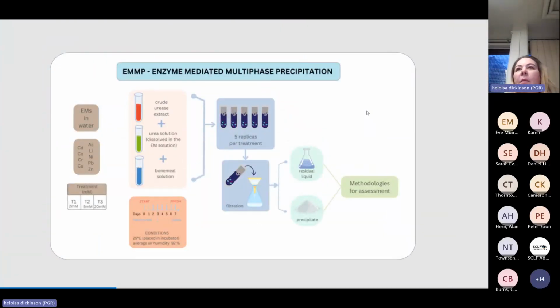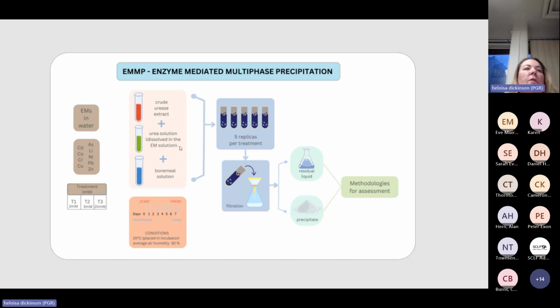This is the experimental design that I used for EMMP, which is very similar to the one that I used for EICP because I wanted to be able to compare the results from both techniques. So I used ecotoxic metals in water. There are 9 ecotoxic metals. Here I now included hexavalent chromium in 3 different concentrations. I prepared my crude urease extract myself, with my own method. I will explain my method in the next slides.